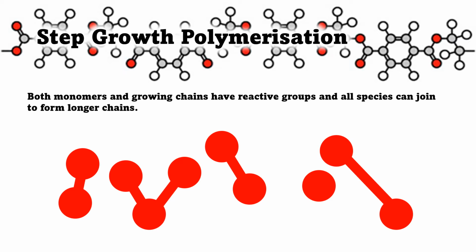Step growth polymerization doesn't rely on chain reactions. Both the monomer and the polymer chain ends have reactive groups, so all species can react together to form longer polymer chains. This means that growth is exponential. It is often required that the two monomers have complementary reactivity.